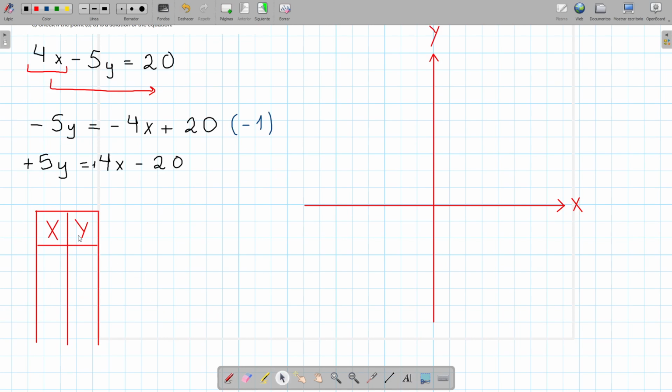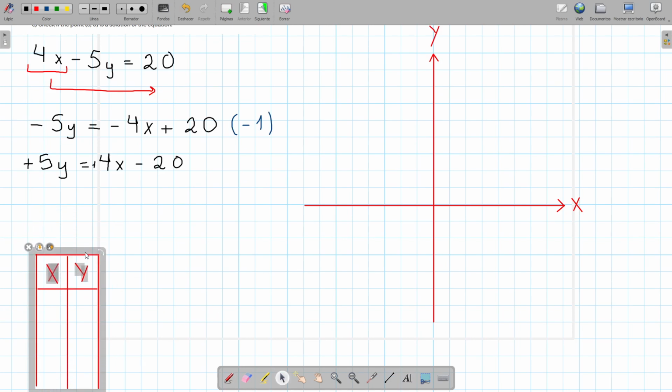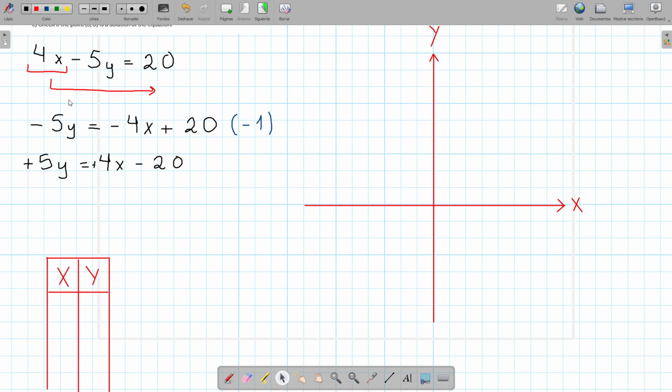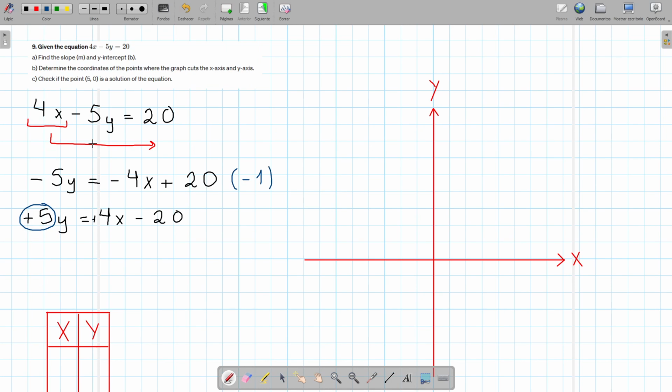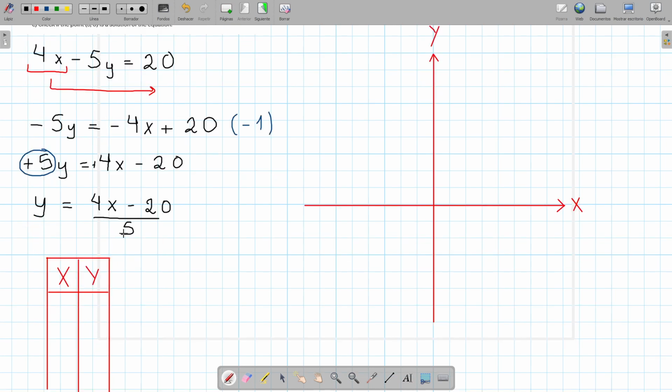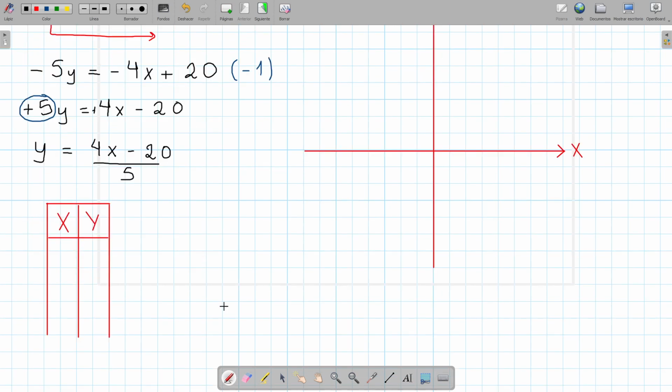Now, in order to continue, the only thing that I need to do is divide everything by 5. Why? Because this number should not be here. As you can see, we have to solve for y in order to get the slope and the y-intercept. Now that we divide everything by 5, we are going to get y equals 4x minus 20 divided by 5. Now we have to divide this 4 and this 20 by 5.